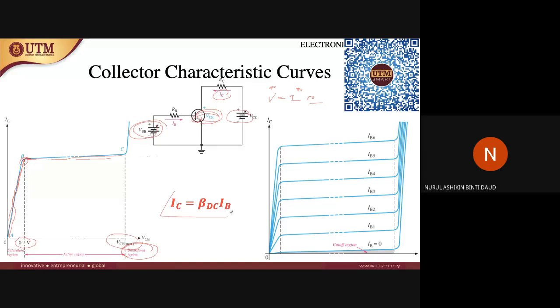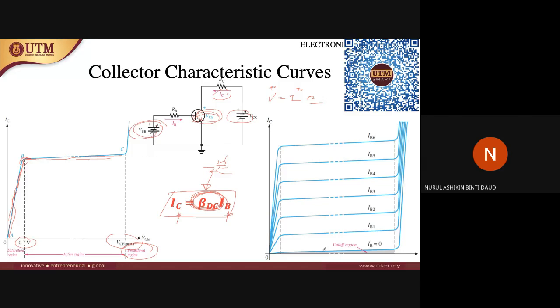According to the beta DC formula, which I mentioned yesterday, IC equals beta DC times IB. Beta DC is usually given, and the value is always the same. So since the value is always the same, when IB is increased, IC also increases. We are going to look into the detail of the relation between these two.